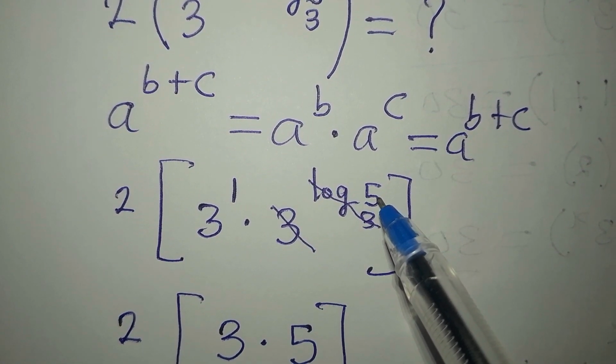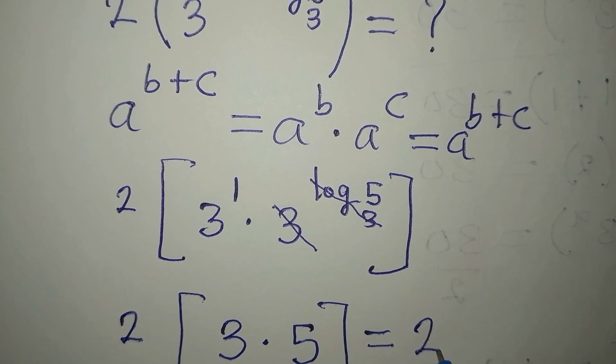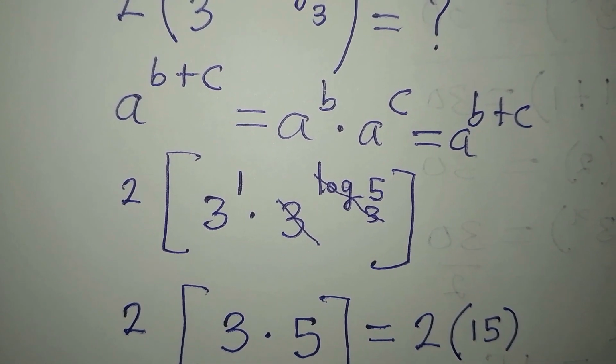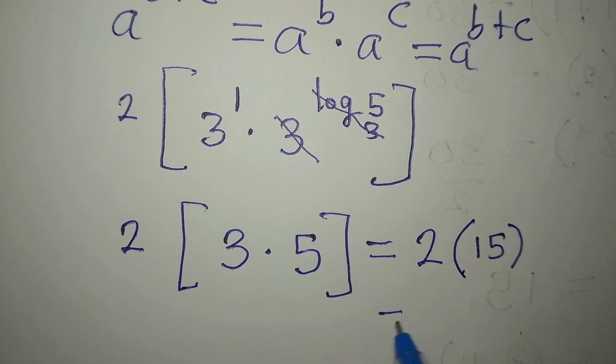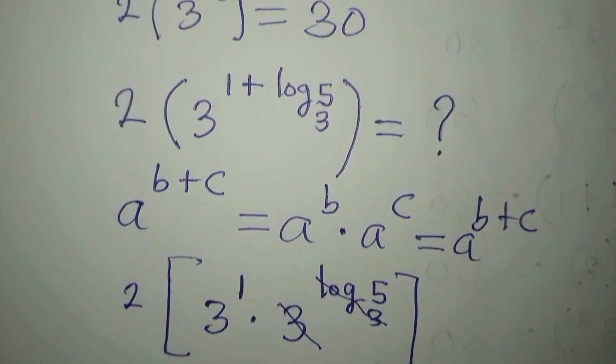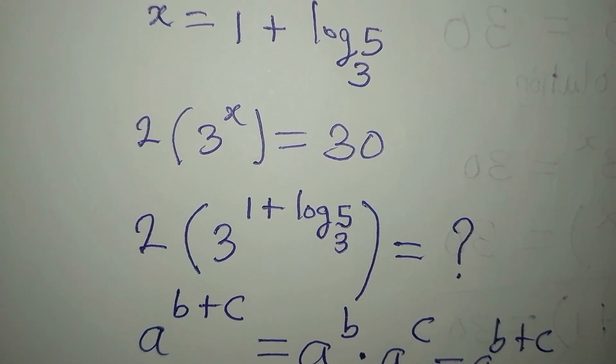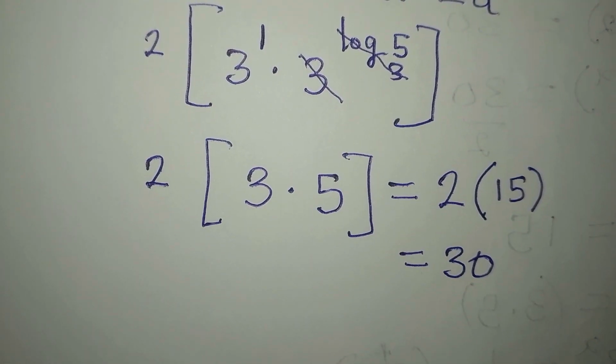So from here now, it means that we are having 2 multiplied by 15, and 2 by 15 is equal to 30, and it is the same 30 we had on the right hand side of the equation, right? We can see it over there. So our value of x is correct.